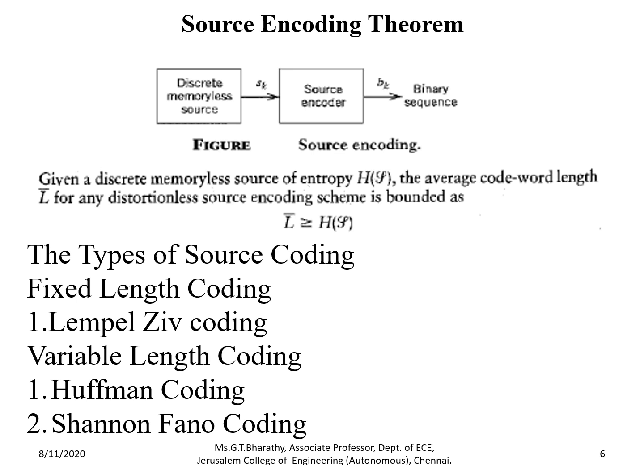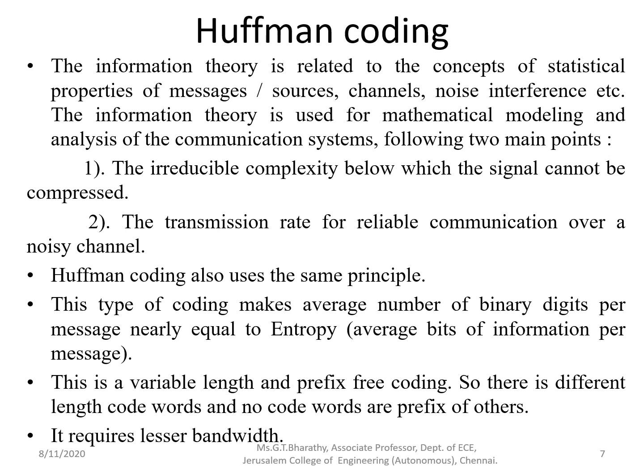Huffman code. The information theory is related to the concepts of statistical properties of messages or sources, channels, noise interference, etc. The information theory is used for mathematical modeling and analysis of the communication systems following two main points. Number one, the irreducible complexity below which the signal cannot be compressed. Number two, the transmission rate of the reliable communication over a noisy channel. Huffman coding also uses the above said principles.